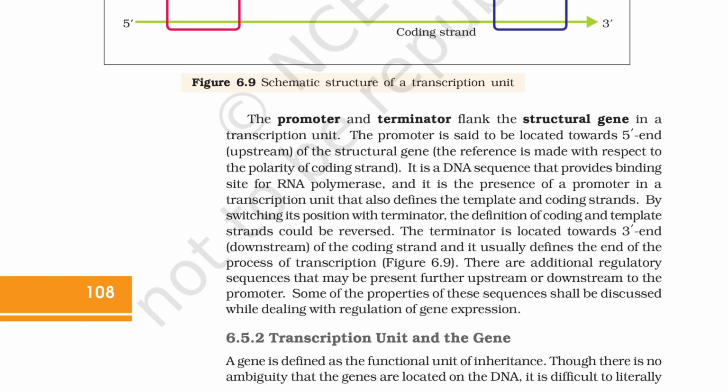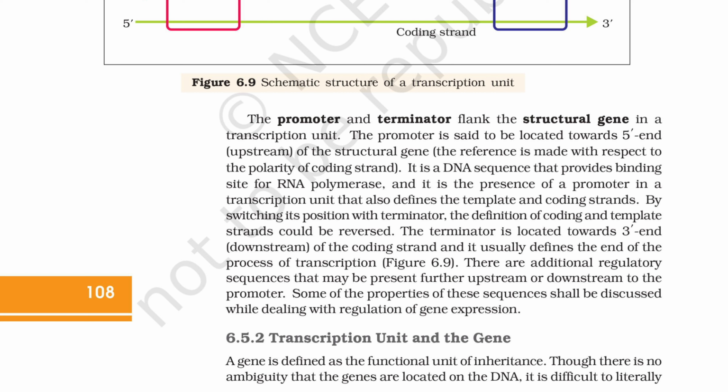The terminator is located towards the 3' end, downstream, of the coding strand, and it usually defines the end of the process of transcription. There are additional regulatory sequences that may be present further upstream or downstream to the promoter. Some of the properties of these sequences shall be discussed while dealing with regulation of gene expression. Transcription unit and the gene.